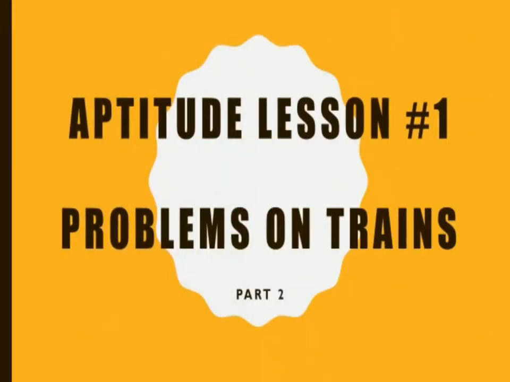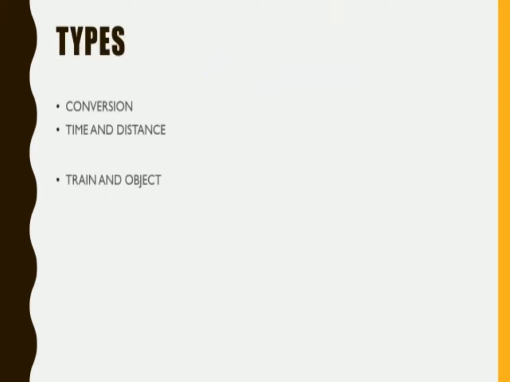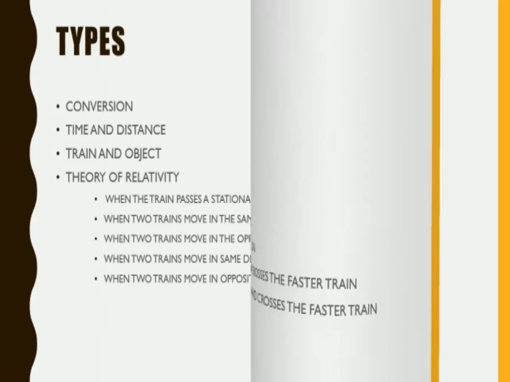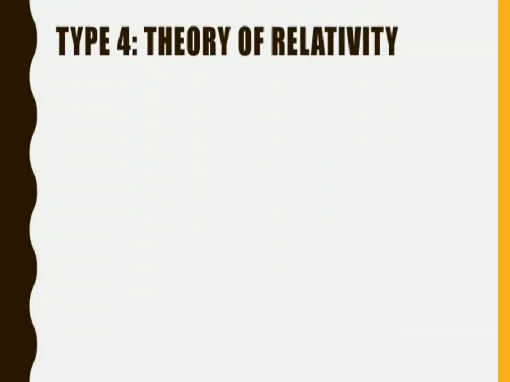In this video, we'll be seeing the fourth type of problems on trains. We have already seen the first three types in the previous video. In the fourth type, the theory of relativity, we have five subtopics. The first one is when the train passes a station.